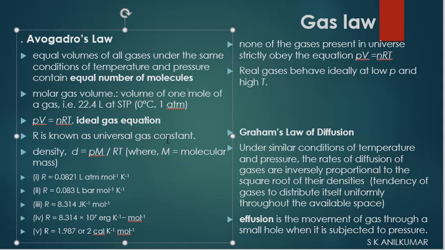Now, density is PM by RT, where M is the molecular mass. So what is R? What is the universal gas constant? It's a number which can be expressed in many ways.